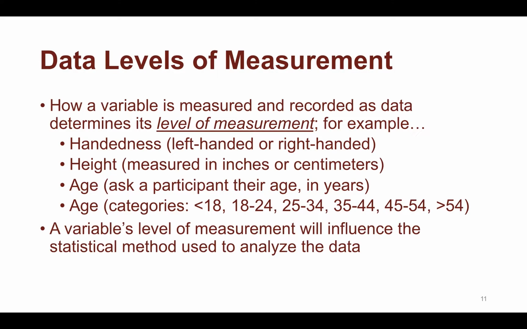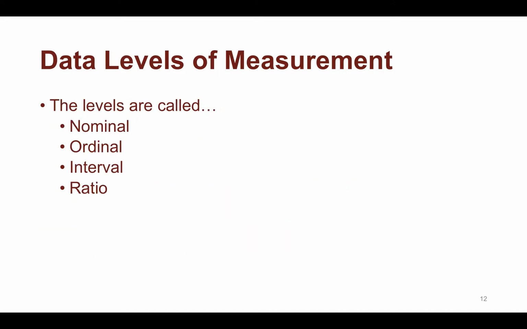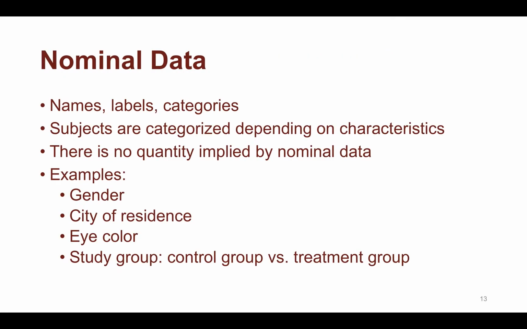And each of the different ways of asking these questions, and also, you can think back to some of the examples in the previous slides, the different ways that those questions were recorded will influence the level of measurement, which then influences the statistical methods that we can use to analyze those data. So I'm going to go through each of the different types of levels of measurement, and those are called nominal, ordinal, interval, and ratio. So nominal data refers to names, labels, categories.